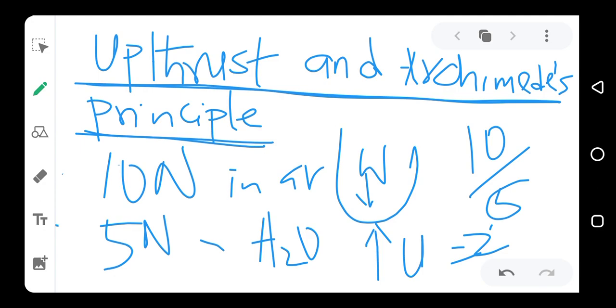According to Archimedes, he's also saying that the upthrust, or the weight loss of an object, is equal to the weight of the volume of liquid displaced. So this actually means that even if you want to get the relative density of a liquid using the principle of upthrust, you can still do that. And how do you do that?